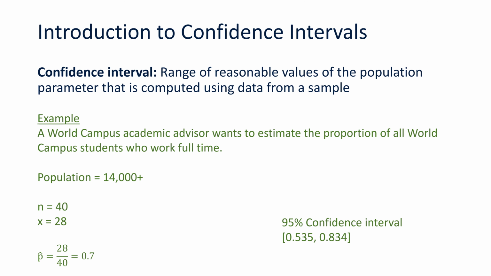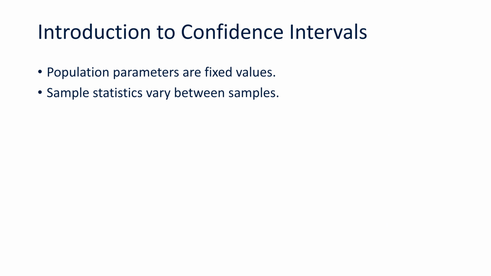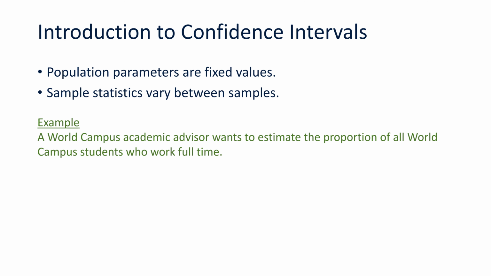Next, let's look at how confidence intervals are constructed. Here are 2 key points to remember. First, population parameters are fixed values. Going back to the example of predicting the proportion of World Campus students who work full-time, the population proportion is fixed. If we had data from the whole population, we could find that one value. For that particular population, that value is fixed. It does not change as long as the population doesn't change.